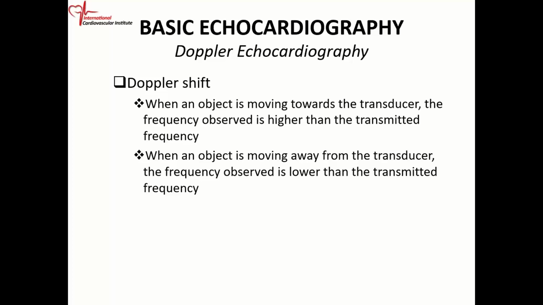And that is, you can relate that to the moving bus. When the bus is moving towards you, standing at the bus park, and the horn in the bus is going, that horn is transmitted at a fixed frequency. It's just because the bus is moving towards you, which is the blood moving towards the transducer, the frequency is observed to be higher than the actually transmitted frequency.